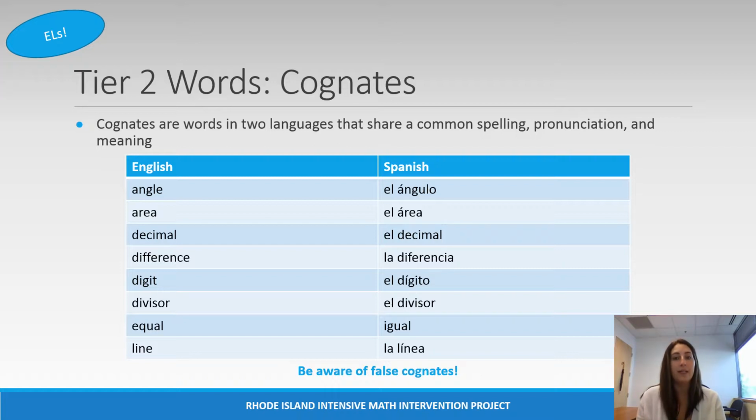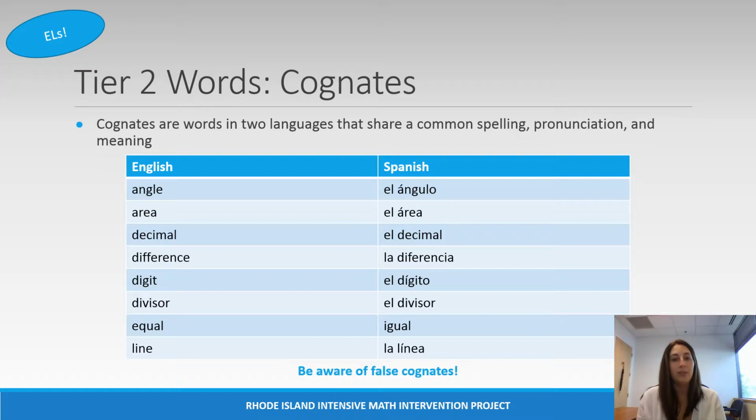Educators should know that it is a myth that making connections between students' native language and English will cause them confusion. Rather, the native language can actually serve as a foundation for English language and literacy development. In this table are examples of math cognates in both English and Spanish. As you can see, these words have a similar spelling and pronunciation and have a common meaning.